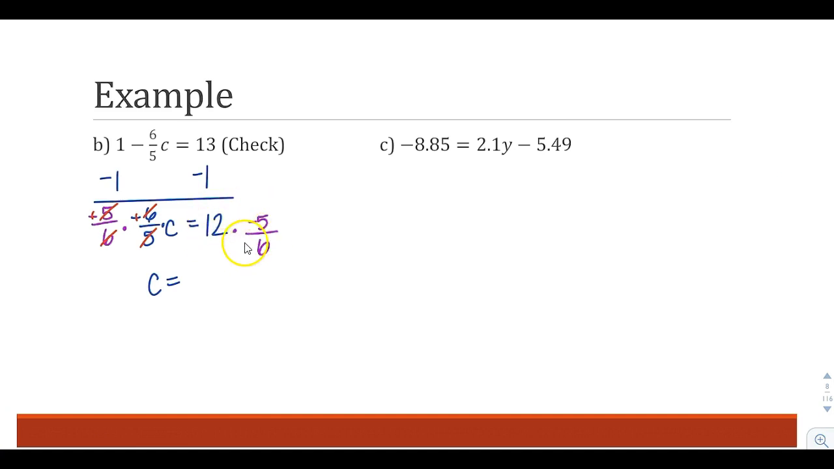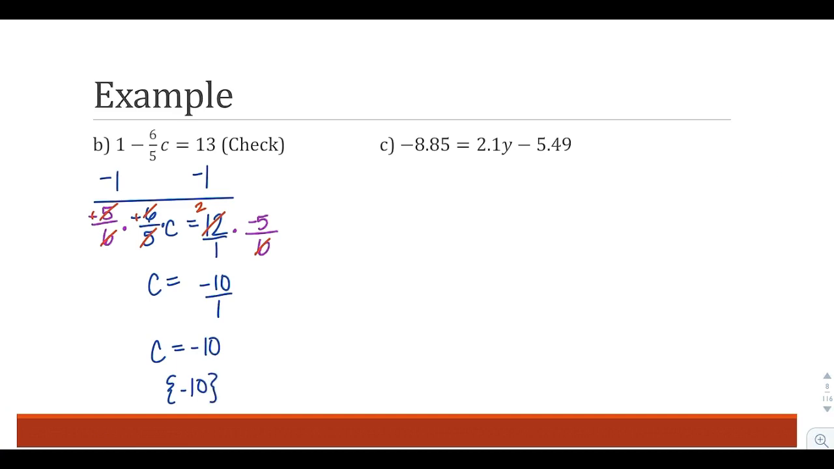And now we have to simplify the right-hand side. So remember that just a whole number like this is technically that whole number over 1. So this is really 12 over 1 times negative 5 over 6. And now we can go ahead and divide. So I have 6 divides into 12 2 times. So now I have simply 2 times negative 5 over 1. So I have negative 10 over 1. Well, that's just negative 10. So my solution here is negative 10.